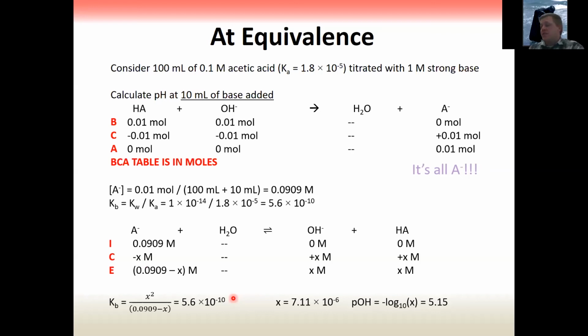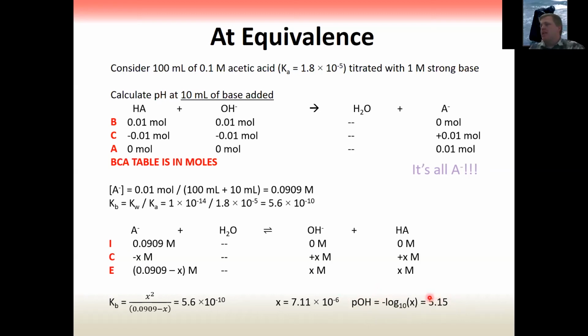We solve that for 0 and then use the quadratic equation to solve for X, and we get a value of X of 7.11 times 10 to the negative 6th. And then, of course, we need to take the negative log of that to give us a value of 5.15. Now, you might make a big mistake here and think that we are done, but this X value is not the concentration of protons, right? We just calculated the concentration of the OH minus.